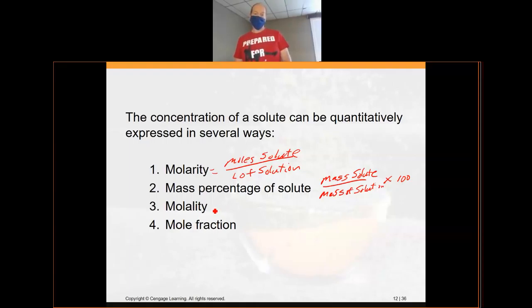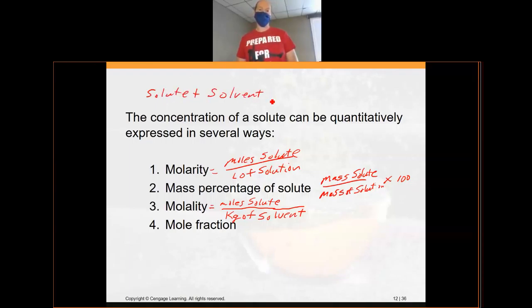Molality, this is molality. This is moles of solute over kilograms of solvent. All right, so it's not kilograms of solution, it is kilograms of just the solvent. So remember, you have your solute plus your solvent. You mix them together to form your solution. You have to know the difference between the solute, the solvent, and the solution.